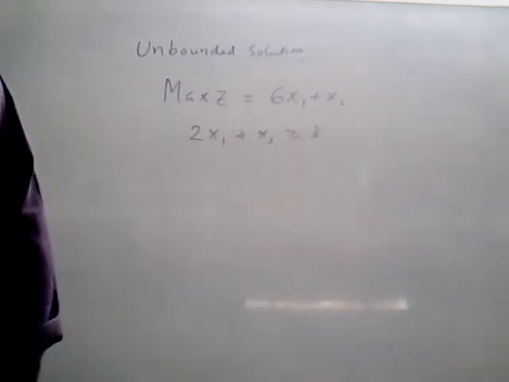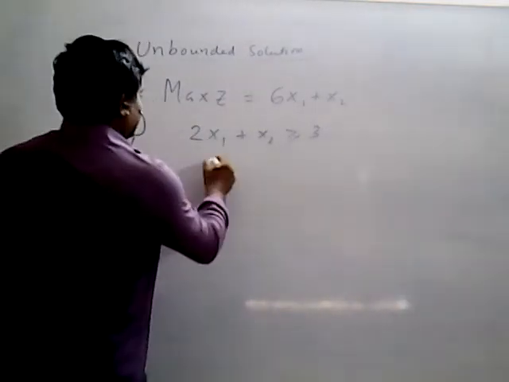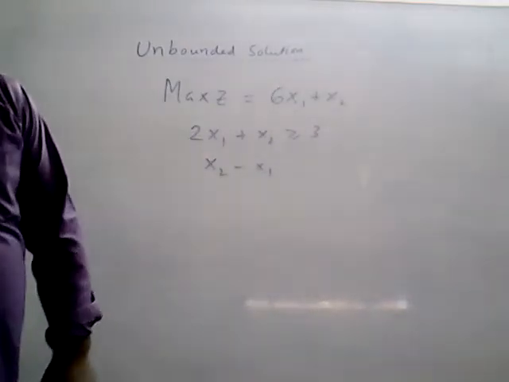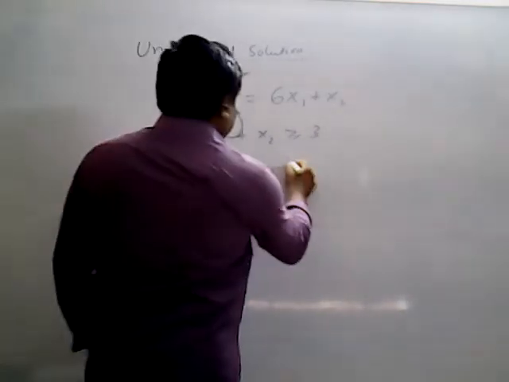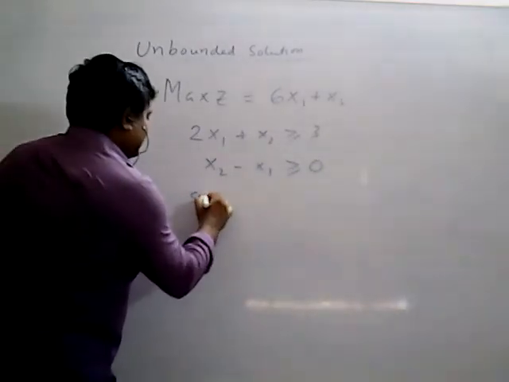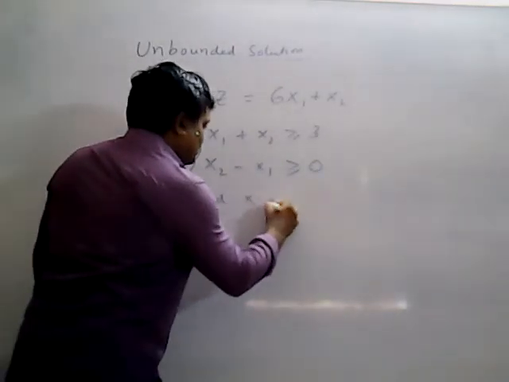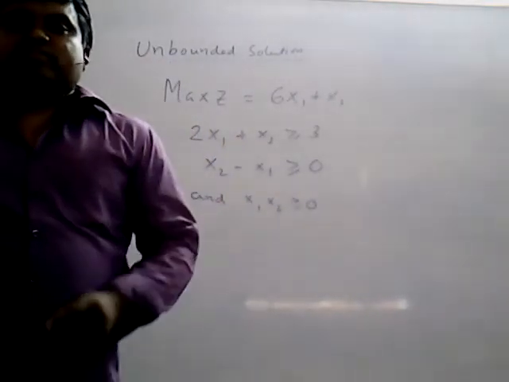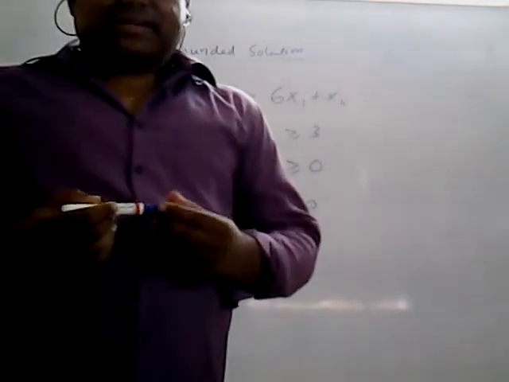Second constraint: x2 minus x1 greater than or equal to 0. And how many decision variables are there? x1, x2 greater than or equal to 0. Same concept as before.